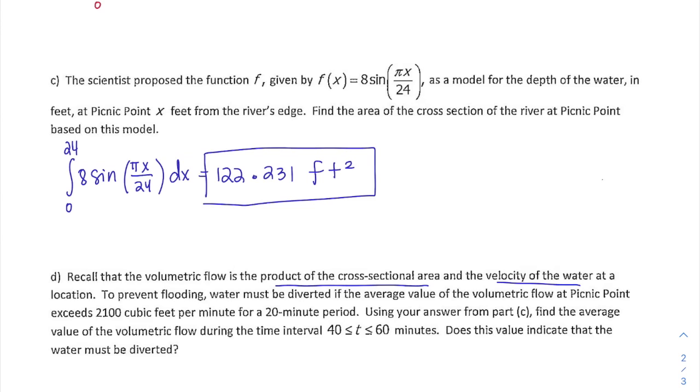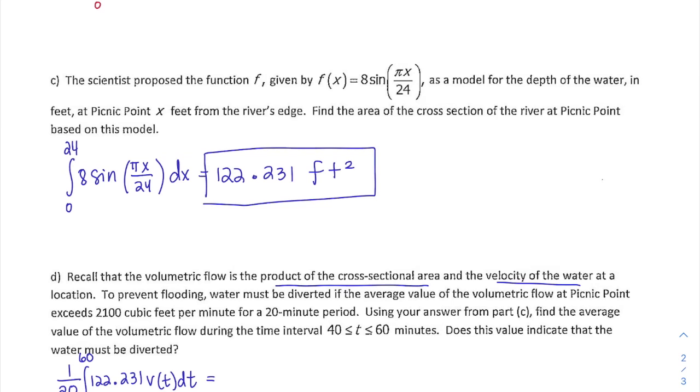So we're doing average value again. So we're going to do an integral. It'd be 1 over 20. The difference between 60 and 40 is 20. We're going to do our bounds of 40 to 60. We're going to use our value 122.23 as our cross-sectional area from part C. And then we're going to use our velocity function that we were given in the question, v of t dt.